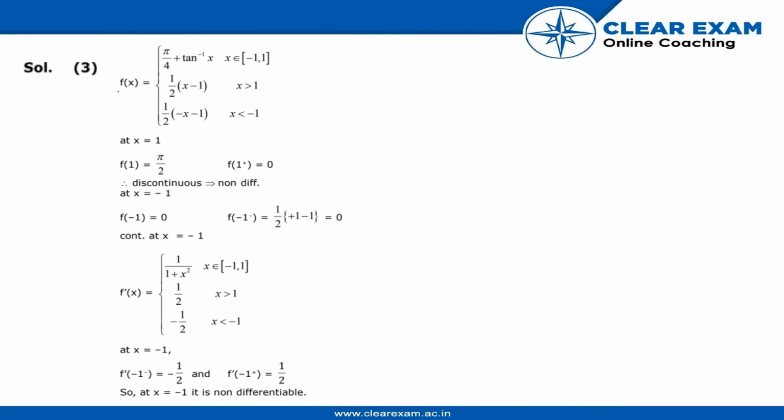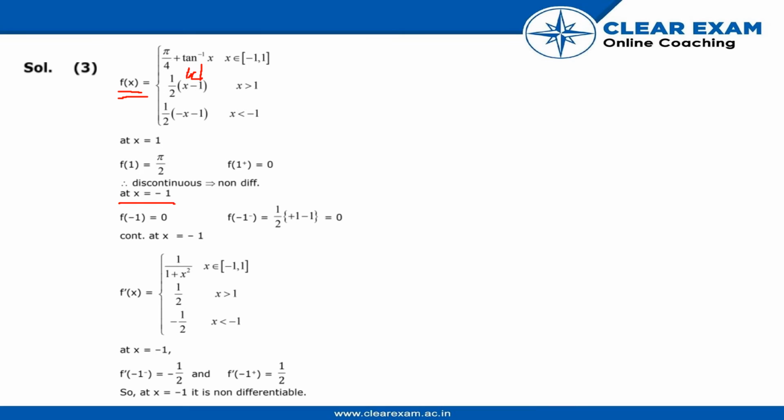So this is the solution. Here f(x) is given, and as in the question x was written as |x|, we have taken plus x and minus x to satisfy both the values. After that, at x equal to 1, we have put f(x) equal to 1, and then the value will come as π/2 after solving this equation, and at 1⁺ it comes as 0. Thus it is discontinuous and non-differentiable.